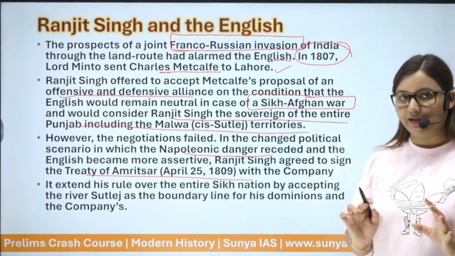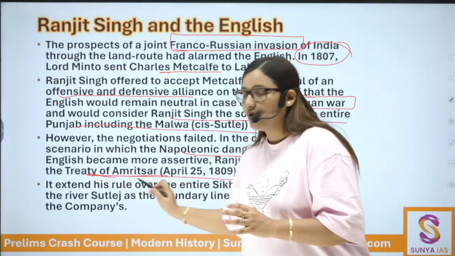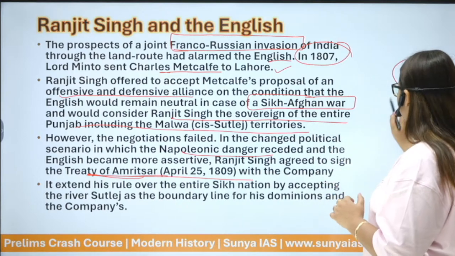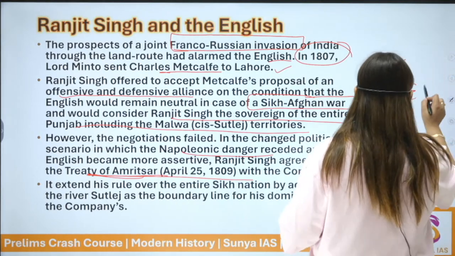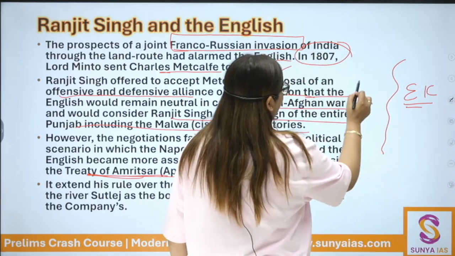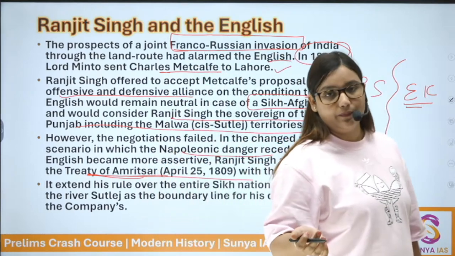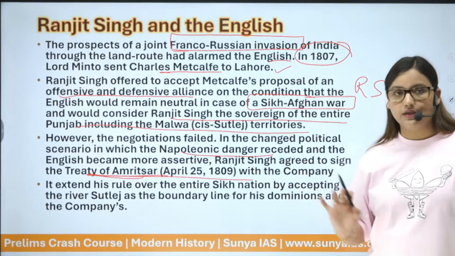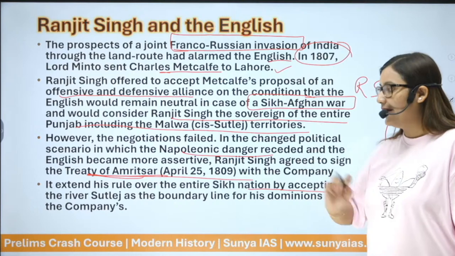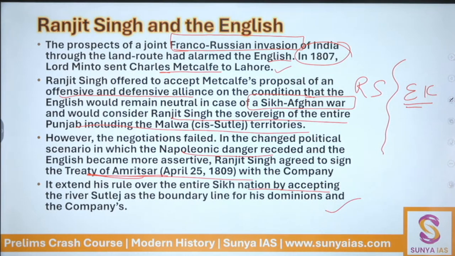Okay, with the EIC. Now, according to this Treaty of Amritsar, Satluj River was considered as the boundary. Like if this is the Satluj River, the eastern part of India would be under the EIC, and the western part would be under Ranjit Singh. So Satluj River became the boundary according to this Treaty of Amritsar. Okay, it extended his rule over entire Sikh nation by accepting the Satluj River as the boundary line for his dominion and the company's dominion.